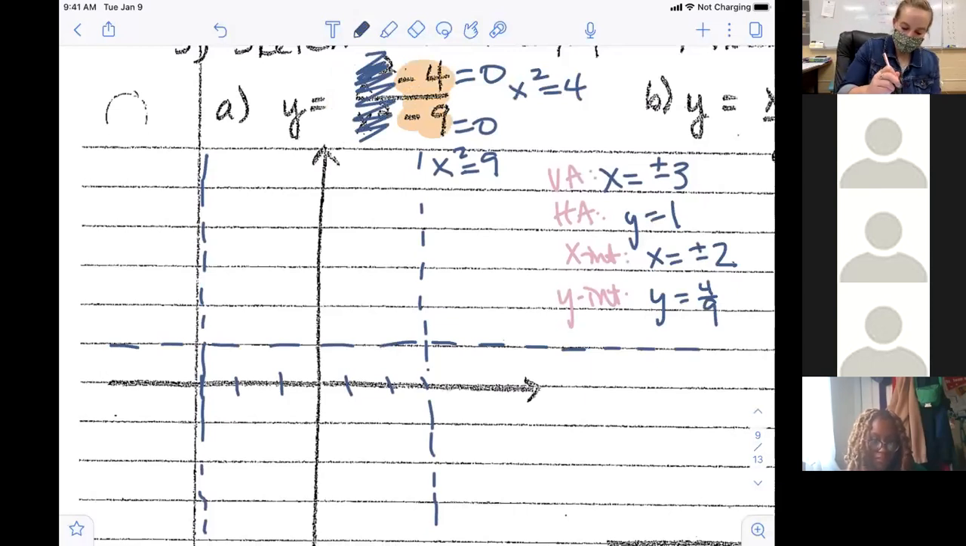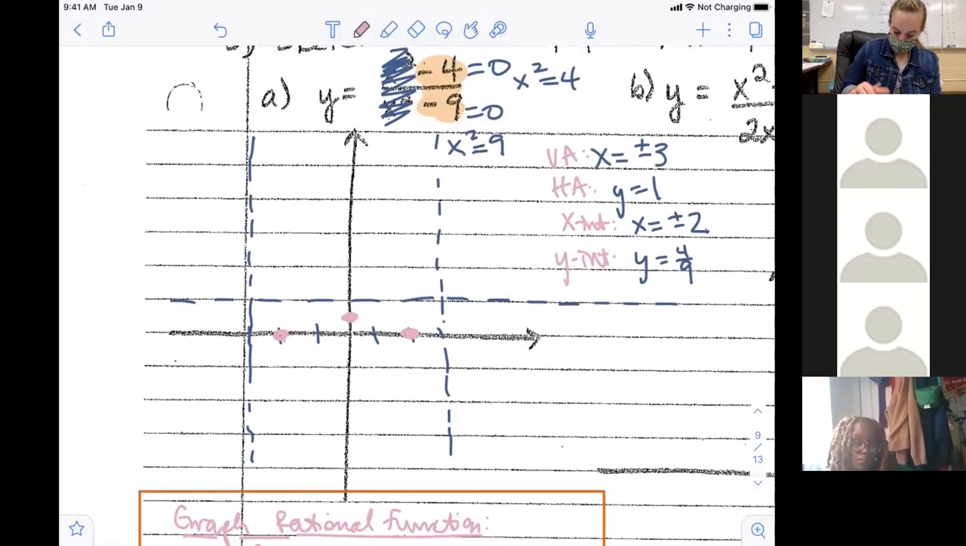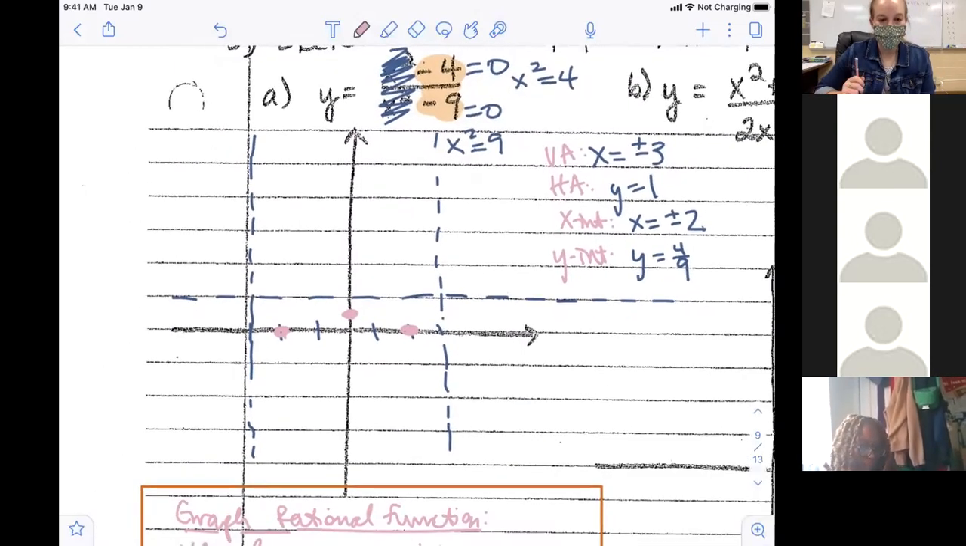I didn't graph my intercepts yet, so let me graph those. So I've got positive 2 and negative 2. And then 4/9, I'm not going to get too crazy. I just need it somewhere between 0 and 1, so that's somewhere in here. And I've got 3 little points right there, so I'm going to connect them. It's going to look like a little downward facing parabola in this middle column.